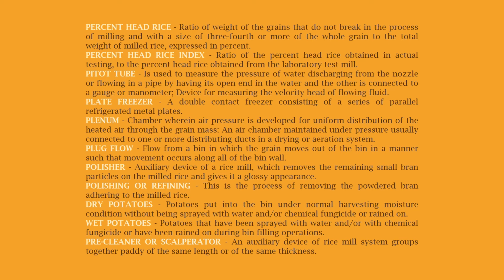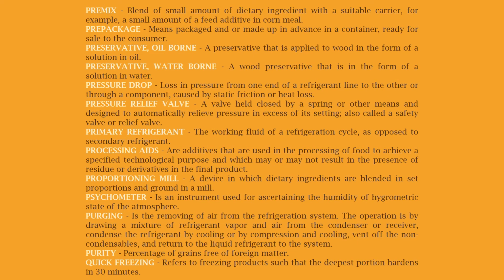Pre-cleaner or scalperator. An auxiliary device of rice mill system groups together paddy of the same length or of the same thickness. Premix. Blend of small amount of dietary ingredient with a suitable carrier. For example, a small amount of a feed additive in cornmeal. Prepackage. Means packaged and or made up in advance in a container. Ready for sale to the consumer.